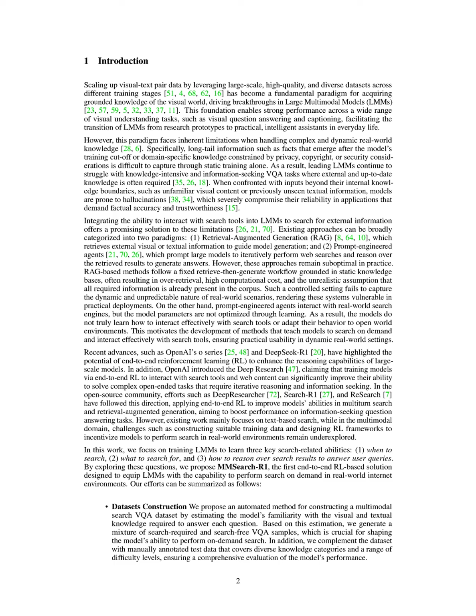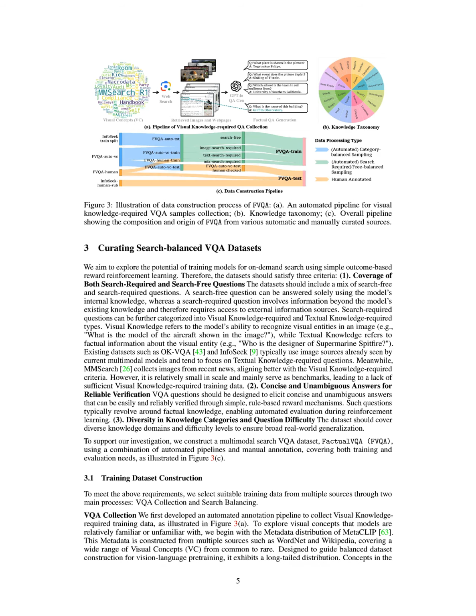The proposed MMSearch-R1 algorithm integrates reinforcement learning, RL, with multimodal search tools to enhance visual question answering (VQA) capabilities. First, it constructs a multimodal search VQA dataset, factual VQA, FVQA, which includes both search-required and search-free questions, ensuring a balanced representation of knowledge types. Next, the algorithm employs a real-world search pipeline that consists of an image search tool and a text search tool, allowing the model to retrieve relevant information based on user queries.